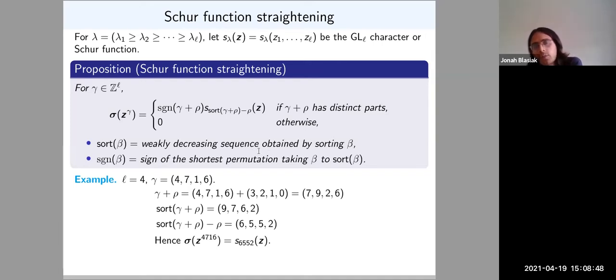Okay, and so here's an example where that doesn't happen. Say gamma is 4, 7, 1, 6. What you do is you add rho, then you sort it to be weakly decreasing, and then subtract rho, and that's the resulting Schur function you get. And then the sign comes from how many transpositions you needed to sort this gamma plus rho.